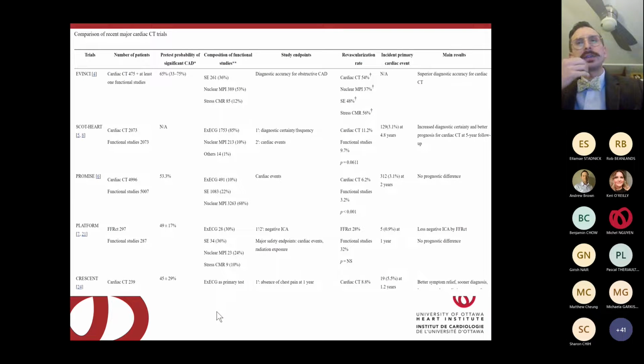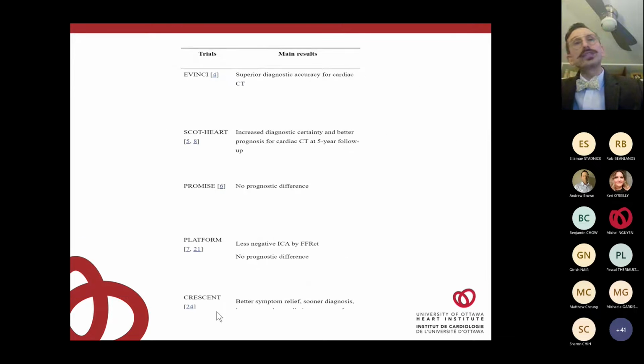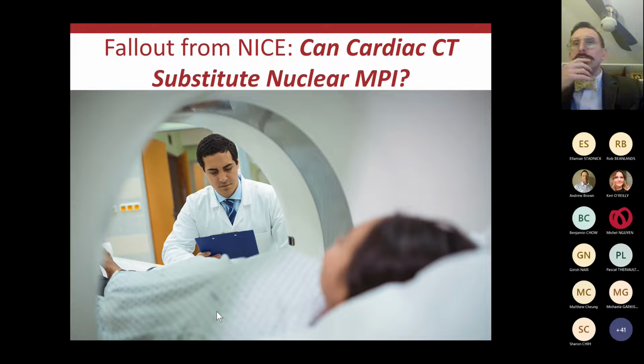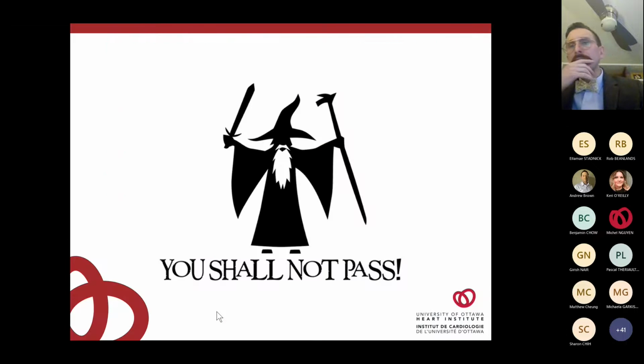This drastic change was based on the results of a number of clinical trials, including Avinci, Scott Hart, Promise, and Platform. And these trials all demonstrated increased accuracy, diagnostic certainty, and less unnecessary invasive coronary angiography for cardiac CT in comparison with functional studies. The NICE guidelines were obviously not without controversy, and some even asked, can cardiac CT substitute nuclear perfusion imaging? The value of cardiac CT seems to be most prominent as a gatekeeper for preventing invasive coronary angiograms with no obstructive CAD.